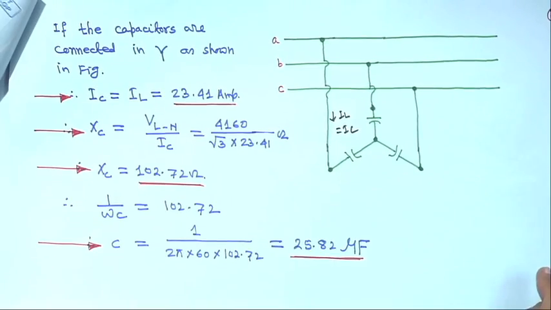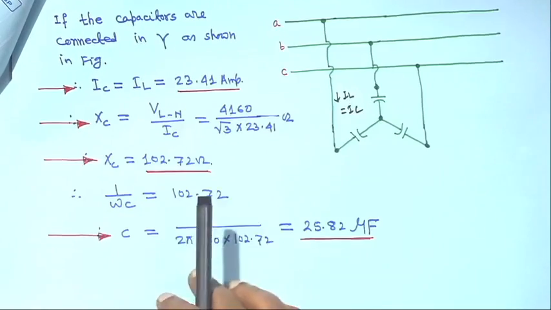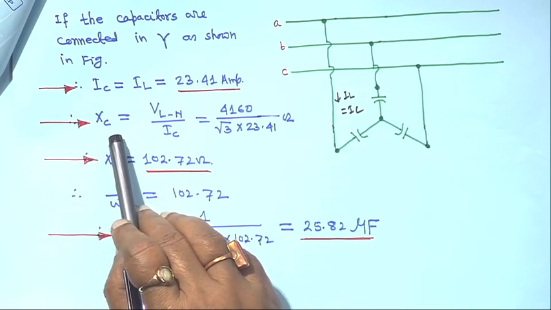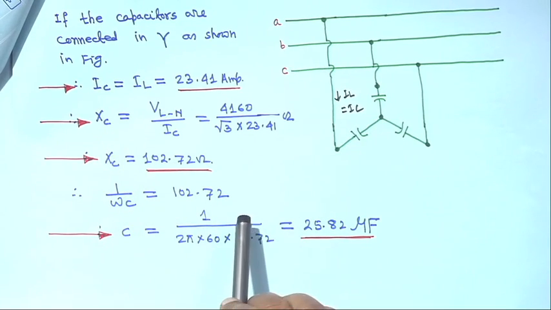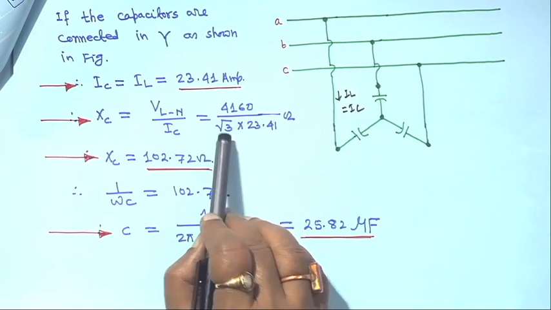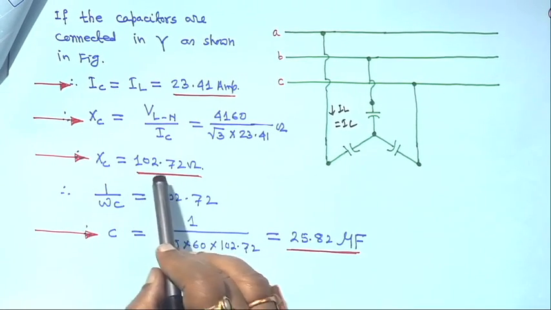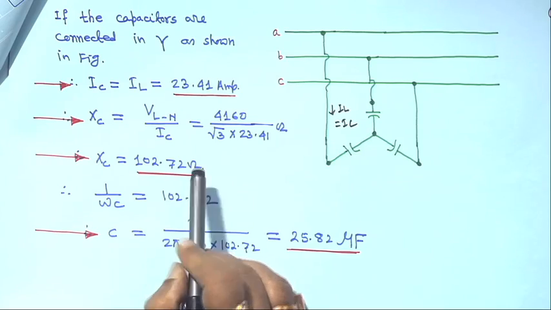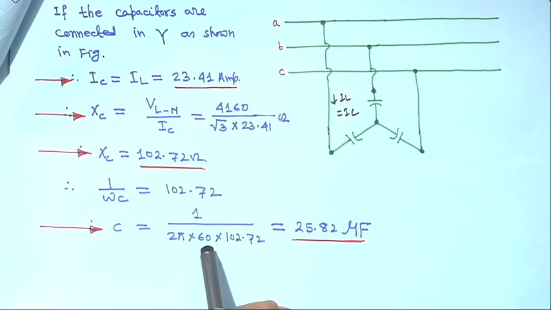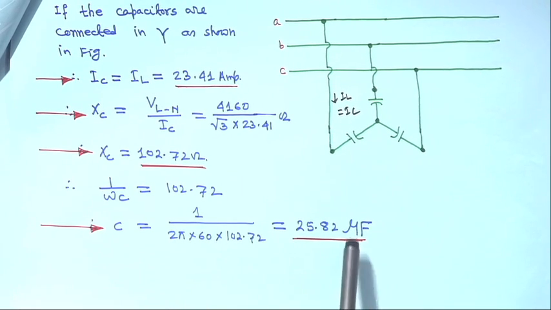So, in that case, if the capacitors are star connected, then IC is equal to IL is equal to 23.41 ampere, right. In that case, you have to take the line to neutral voltage, because it is star connected. So, V line to neutral is equal to 4160 by root 3, and IC is equal to 23.41 ampere. So, Xc will be 102.72 ohm. Again Xc is equal to 1 upon omega c is 102.72, and it is a 60 hertz system. So, C will become 25.82 microfarad, right. So, this is that problem.